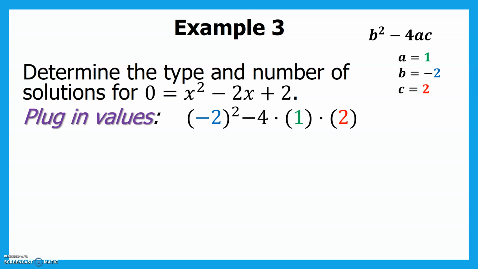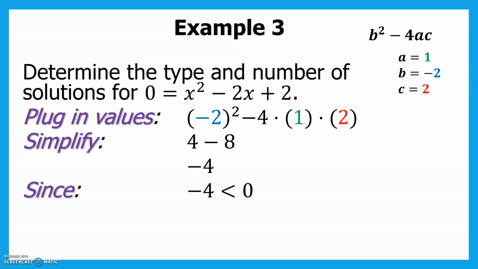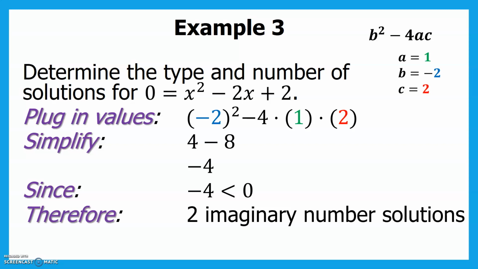I'm going to simplify. Negative 2 squared is 4, and then negative 4 times 1 is negative 4 times 2 is negative 8. So I get 4 minus 8. I simplify that to be negative 4. And again, since negative 4 is less than 0, I get 2 imaginary number solutions.